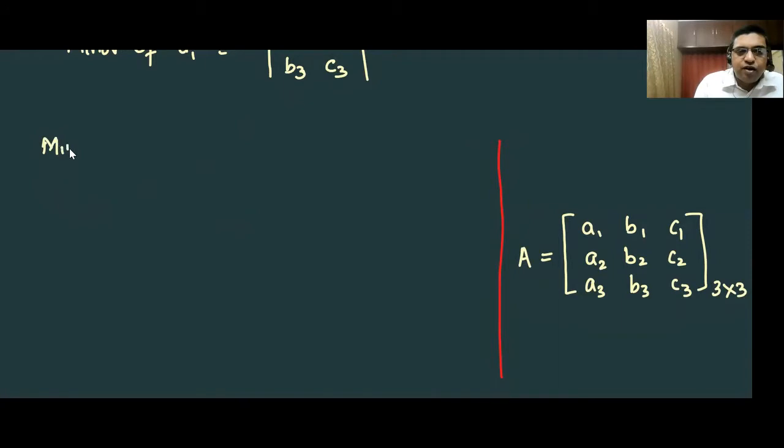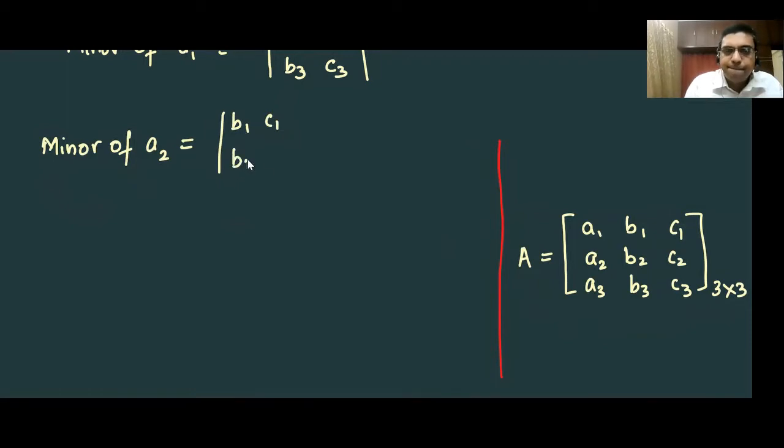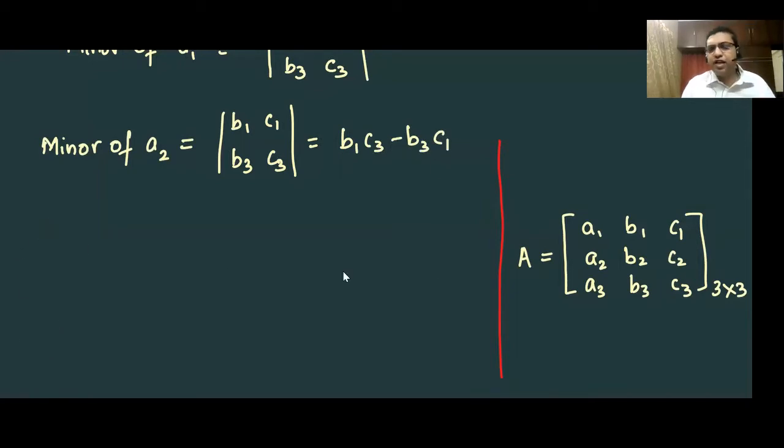What would be the minor of A2? Remove the row, remove the column containing A2. Then whatever elements are remaining, take the determinant of that, that is the minor. So second row elements and the first column elements are removed. The value will be B1 C3 minus B3 C1. Then minor of A3 you can find out.